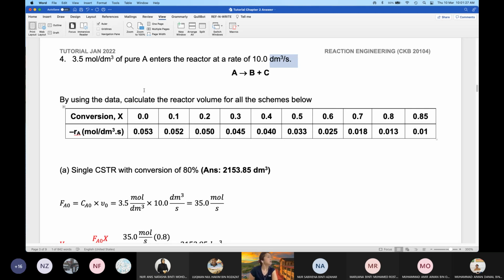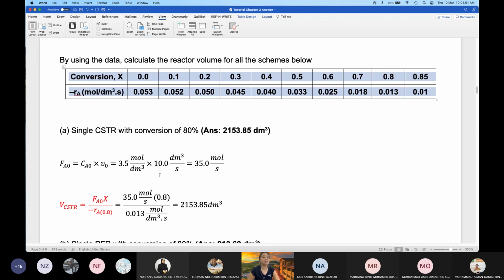Okay, next it says using the data here, calculate the reactor volume. So the data given now is in the form of a table. Earlier it was in the form of a plot, now it is in a table. In the table they give us X and minus RA. So if you plot 1 per minus RA against X, this one is minus RA and X. Okay, so that is the difference. Right, so let us go to the very first question.